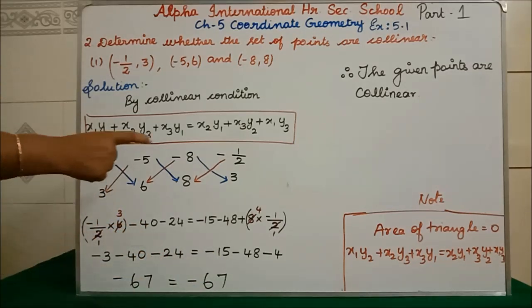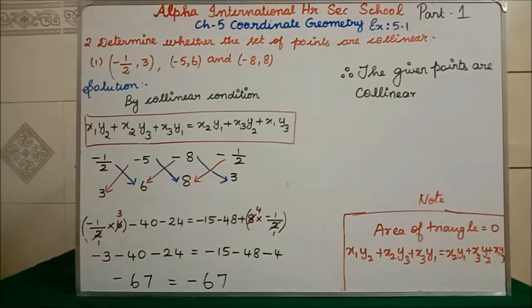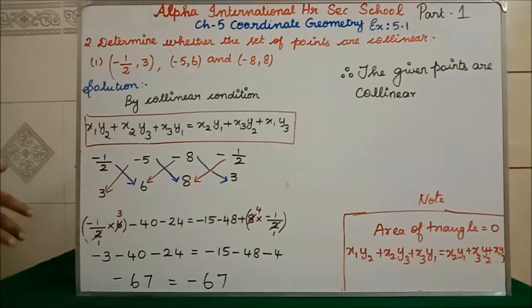Students, suppose you are getting minus 67 on this side and that side also minus 67, then you are going to write, therefore the given points are collinear. Suppose you are getting minus 67 on one side and 54 or 2 or something like that, if you are not getting the same, then you write the given points are not collinear. That's it. Clear all of you?